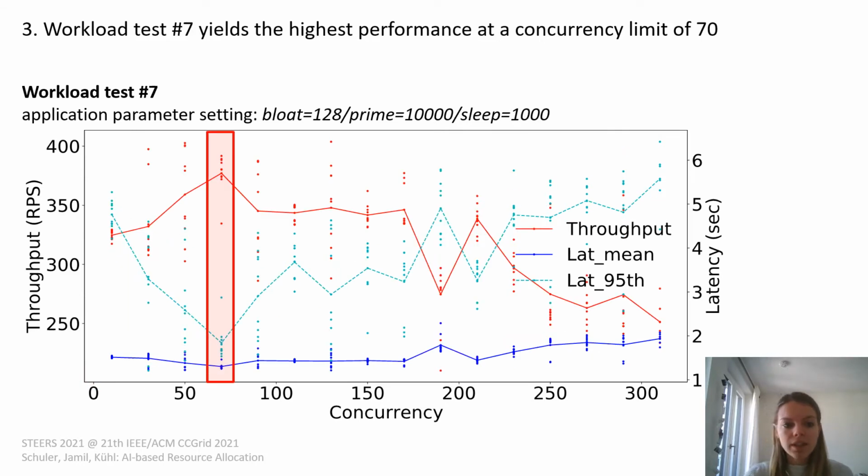However, when looking at a different workload test, for example workload test 7, which is defined by another set of parameters, in this case a higher prime parameter and additionally a sleep parameter given with the request, we can see a completely different picture in the performance indicators. When looking at this graph, we don't see the highest throughput or lowest latency values anymore at a concurrency level of 10. Instead, we find the best performance at a concurrency setting of 70 for this specific workload case.